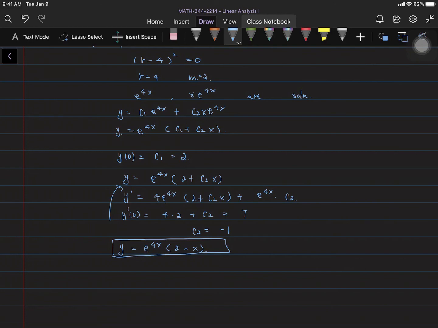We can stop here for the first part of 8.2. In the second part, we are going to do more general differential equations, where r will be complex numbers and with multiplicity different than 1. Okay, we can stop here.